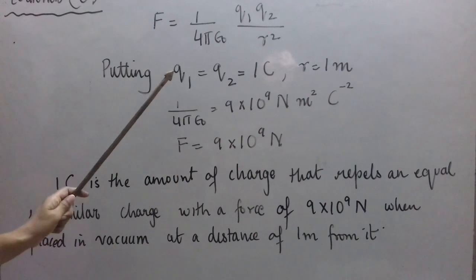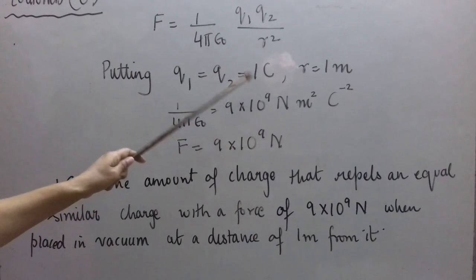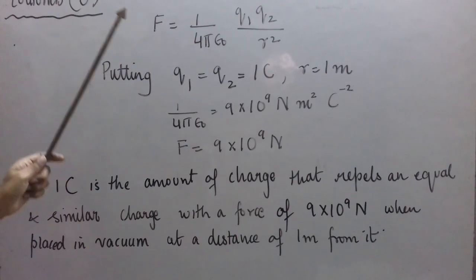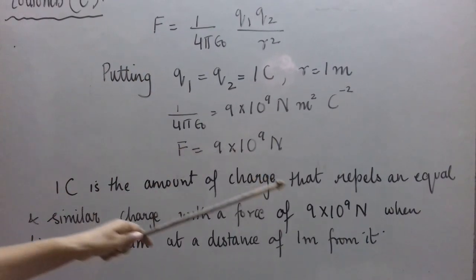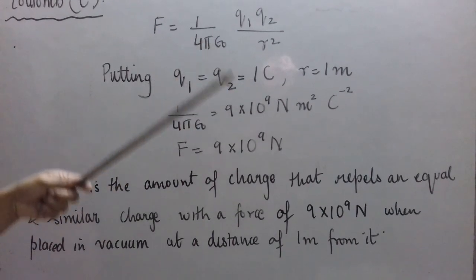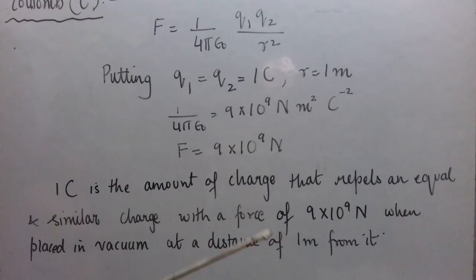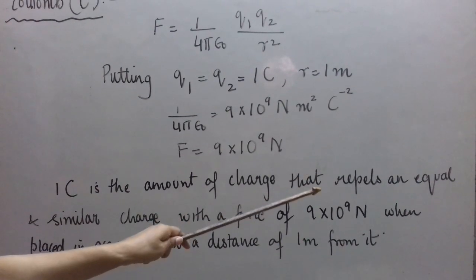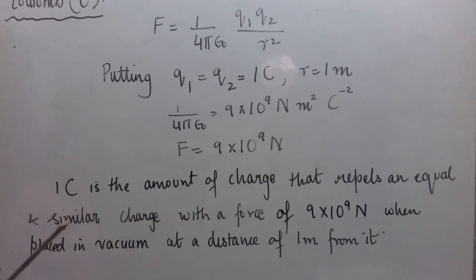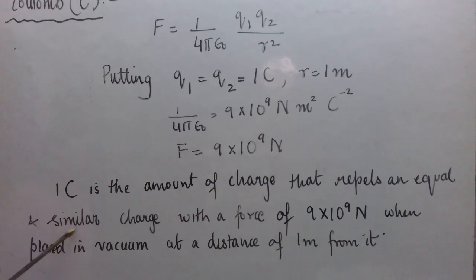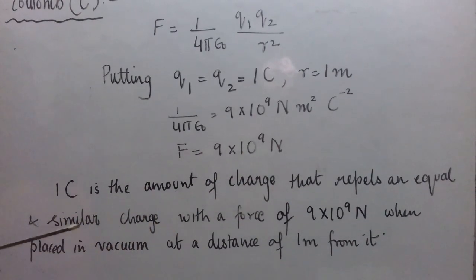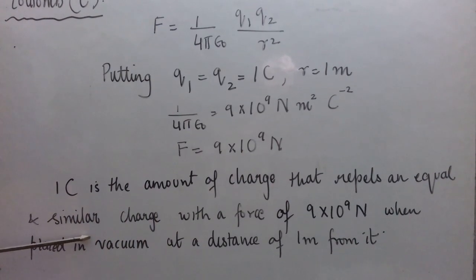If instead of this, here we have taken similar charges, so both are plus 1 coulomb, let us say, or even if both are minus 1 coulomb, then also it will be repulsion only. If we take one charge to be 1 coulomb and the other charge to be minus 1 coulomb, then instead of repels, it will be attracts, and rest the definition will remain the same. Okay, and instead of similar, we get opposite. Instead of repulsion, attraction will be there. Instead of similar, opposite charge will be there.